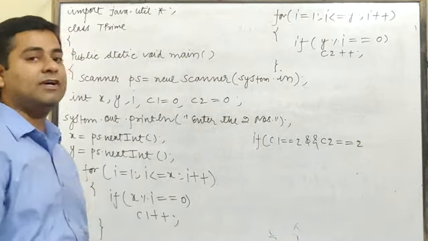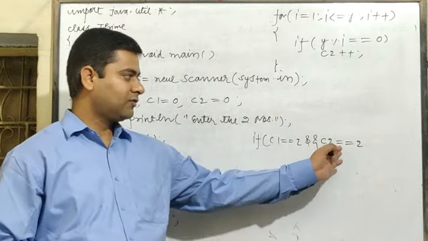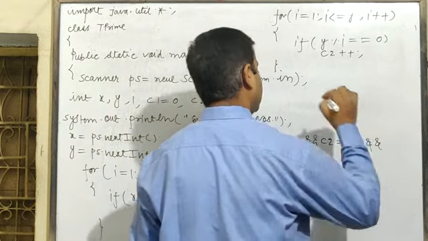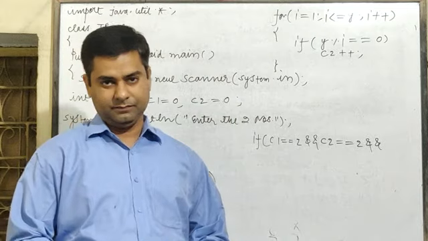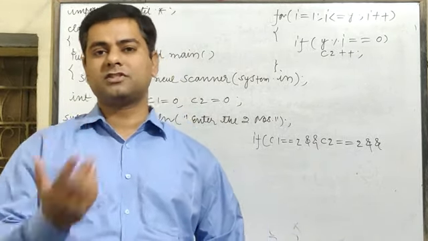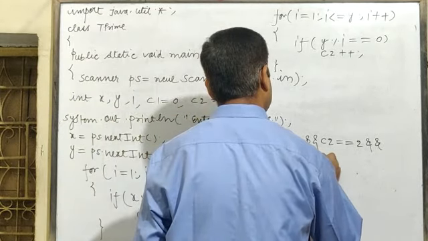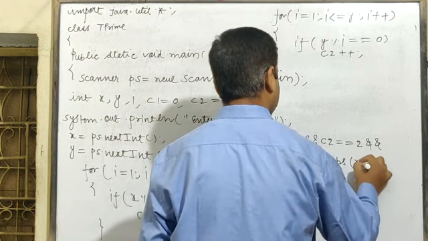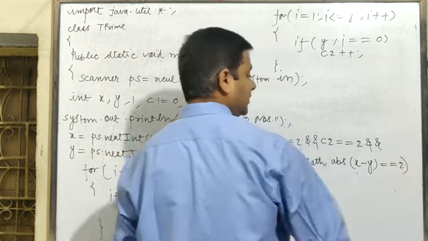In C2 what we are doing? We are counting the number of factors of y. Okay? So value of C2 is also 2 and their difference should be 2. So what we can do, here we can use Math.abs function, which converts the negative value to the positive value, which gives the positive value of a negative value. Okay, and Math.abs of x minus y equals to 2, because their difference should be 2.